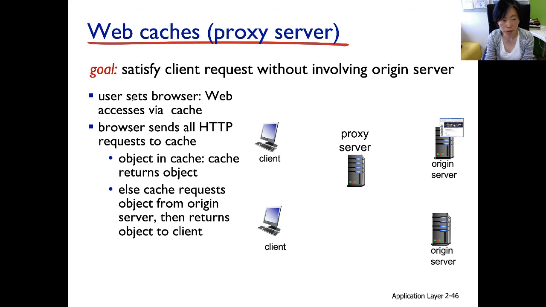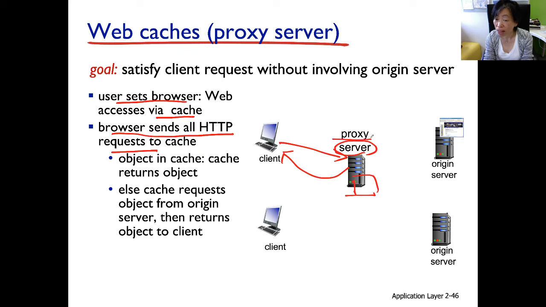So the way it works is this. Users will set the browser such that for all web access, it goes through the web cache. So subsequently, the browsers will send all HTTP requests to the web cache. If the object, the page we're looking for, is already in the cache, the proxy server sends the object back. So you see, it works somewhat like a server, but it's not the original server. It's somewhat a delegate of the original server, having a copy here. So the object is in the cache, and the cache returns the object.